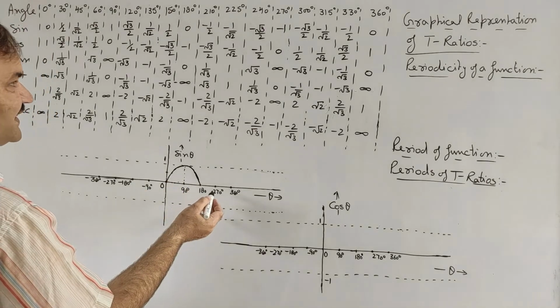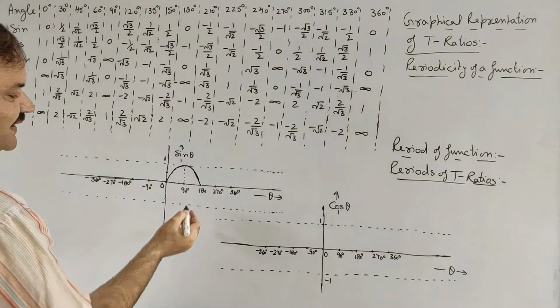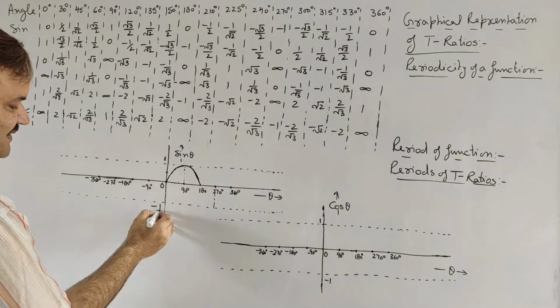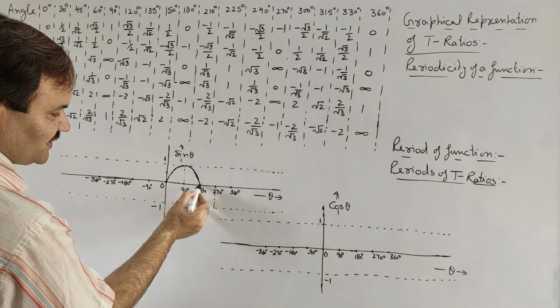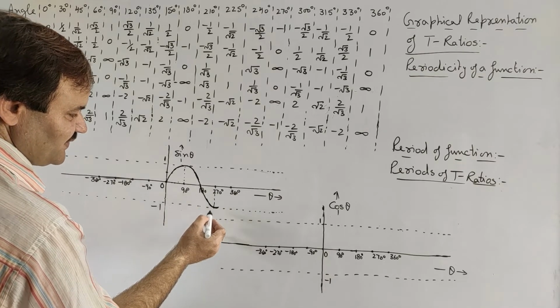Now from 180 to 270, all these values are negative, and at 270 value of sin theta is minus 1. So this curve will go this way.